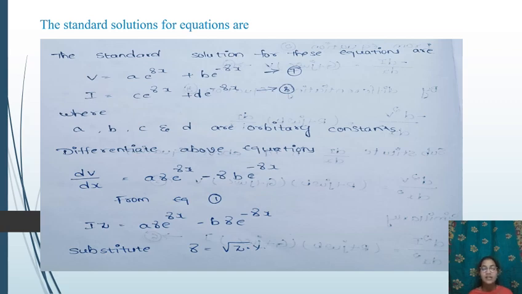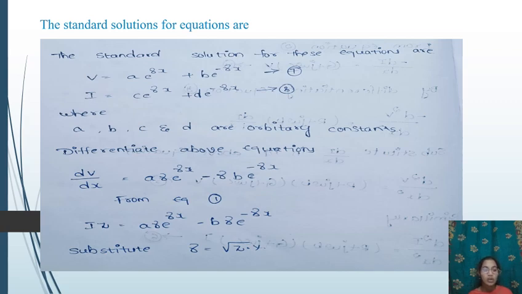Let's consider this as equation 7. Similarly, I equals C into e power gamma x plus D into e power minus gamma x. This is equation 8, where A, B, C and D are arbitrary constants. Differentiate the above equations. dV by dx equals A into gamma into e power gamma x minus gamma B into e power minus gamma x. From equation 1, Iz equals A gamma e power gamma x minus B gamma e power minus gamma x.